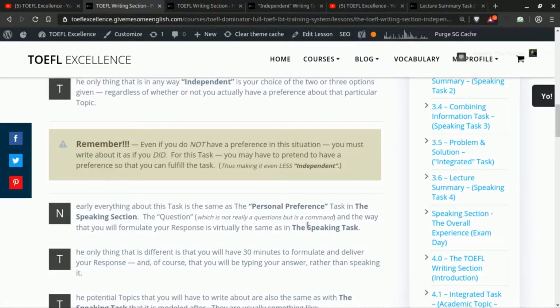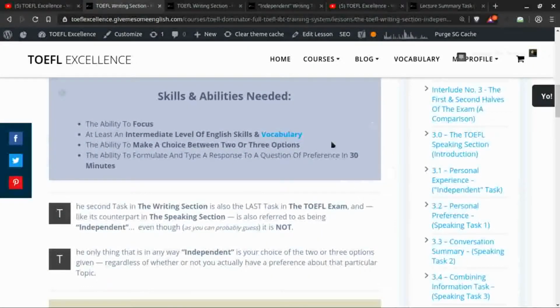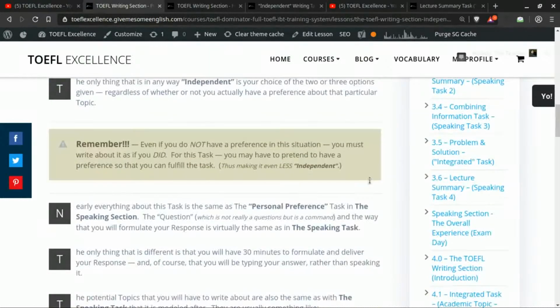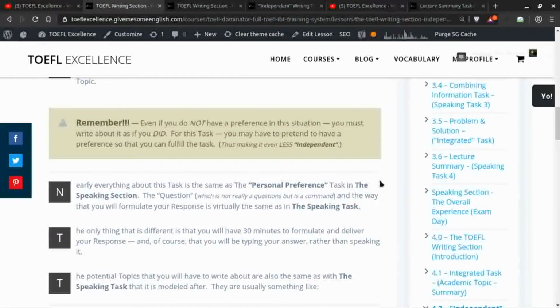With the speaking section, you only had 45 seconds to deliver your response. Here, you have 30 minutes, and that is a long time to do this. In fact, once you know the structure of this and know how to do it, you should be able to finish this task in no less than 10 minutes. But since you have that extra time, you'll have plenty of time to go back over your response, proofread it, add some things that you think would be beneficial, take away things that don't make sense, make sure that you have perfect grammar and sentence structure, and have a nice full answer.